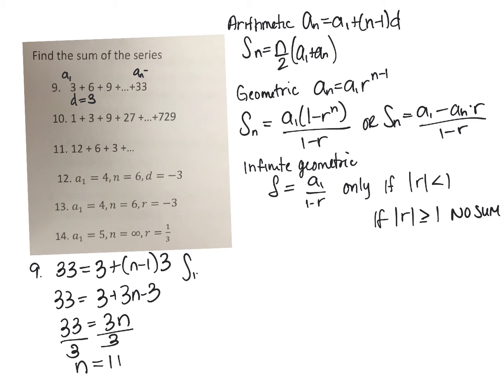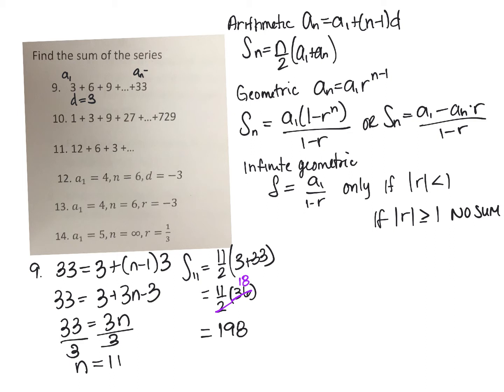So your sum of 11 terms is going to be 11 over 2 times 3 plus 33, which is 11 over 2 times 36. Let me change this color. 2 goes into 36 18 times, and 18 times 11, 180 plus 18, 198.